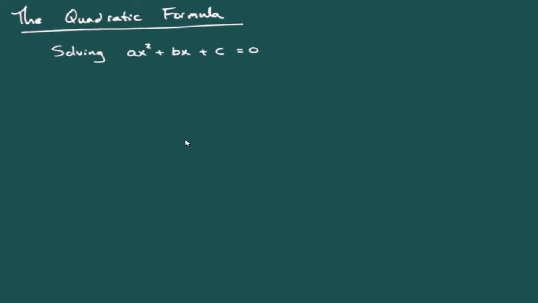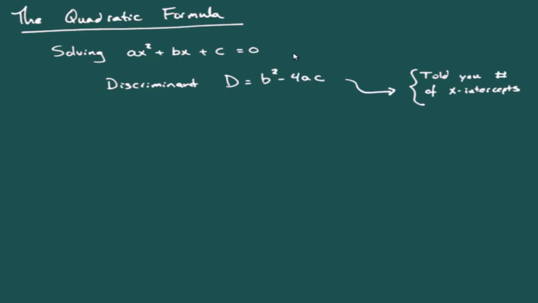Now the first part that goes into the quadratic formula, that we've already discussed in a previous video, is the discriminant. The discriminant, capital D, is equal to b squared minus 4ac. What the discriminant tells you is the number of x-intercepts that quadratic is going to have.